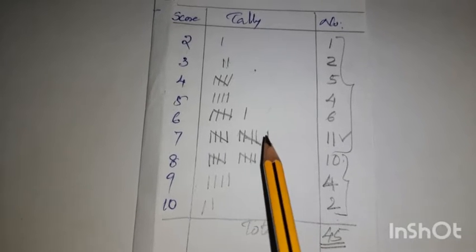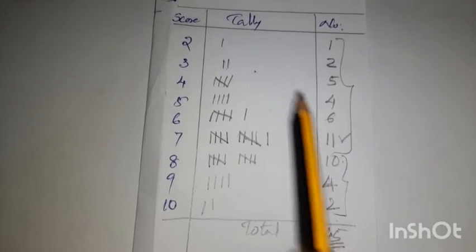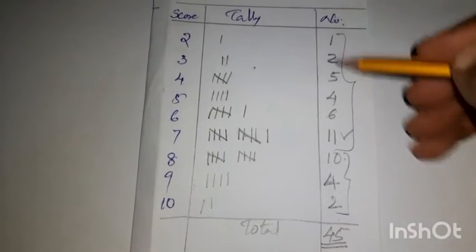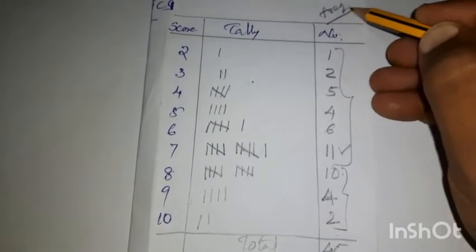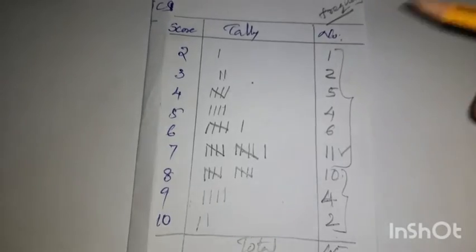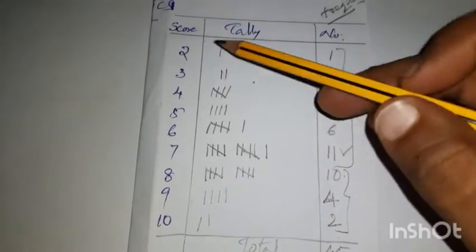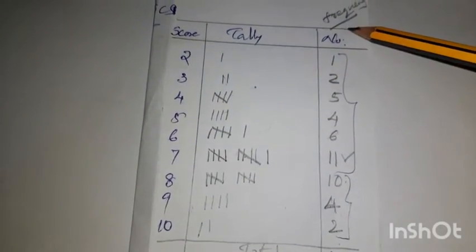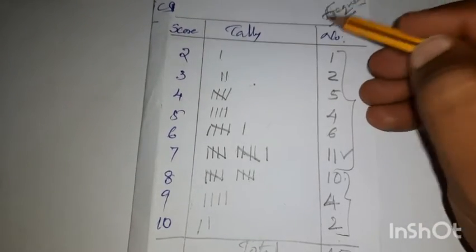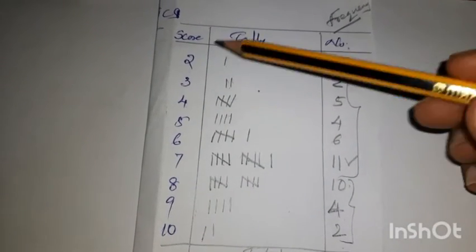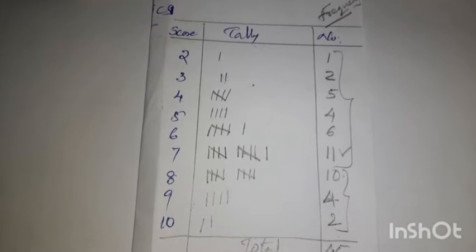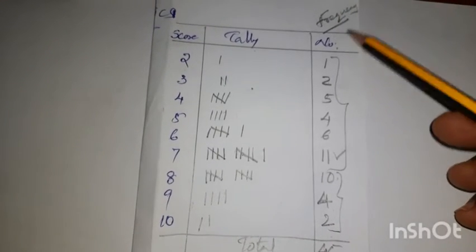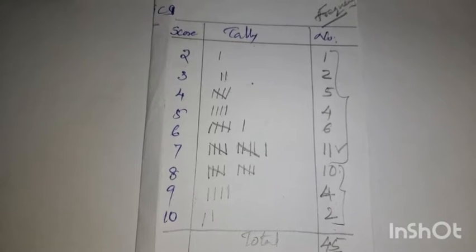And the number of occurrences is generally called frequency. So this is the frequency. Instead of number you can write frequency also. How many times this score occurs, that is called the frequency. So you can write score, tally and frequency. And this table is called a frequency table also. Okay, remember that one.